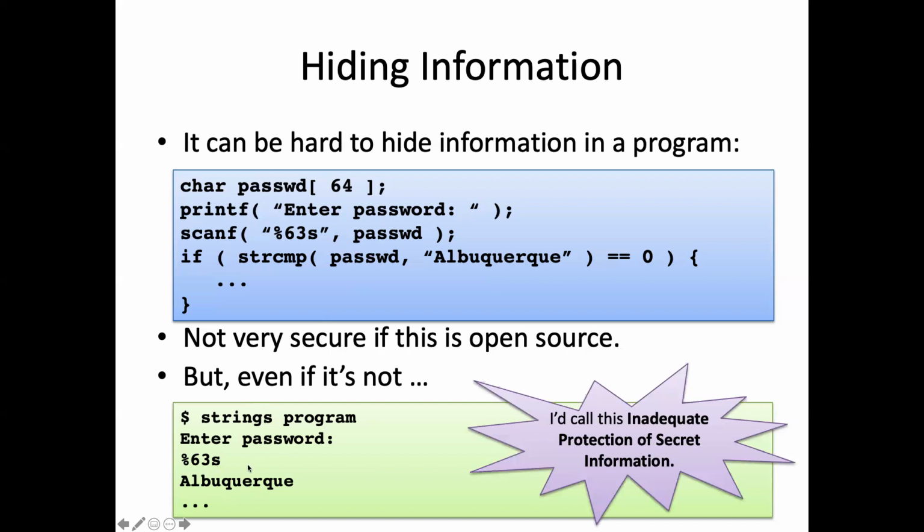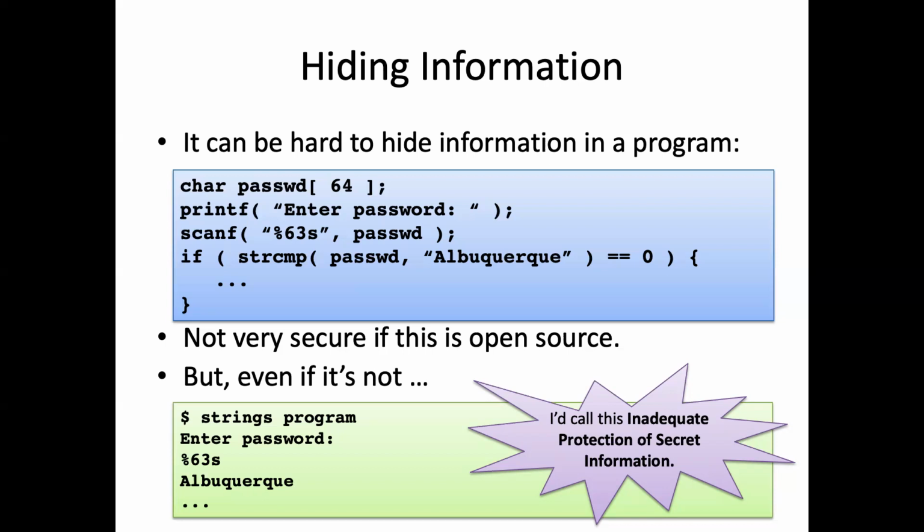Trying to hard code a password in an application here, kind of imagining that, well, as long as they can't see the source code, then they're not going to be able to know the password. Well, that's wrong. And I would say that's in that category of either not understanding the execution environment your programs are running in, or not adequately protecting secret information. That if Albuquerque is a password, then that needs to not be written out in plain text in source code. And it also needs to not be available by looking at my executable.